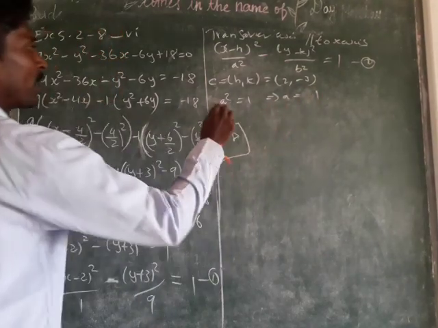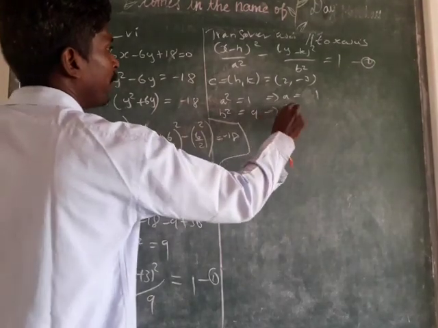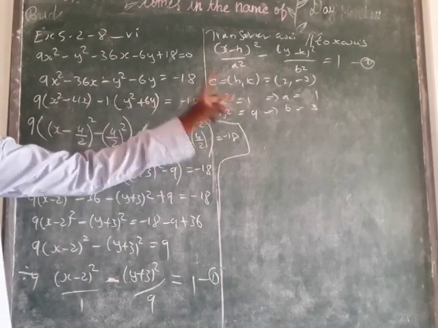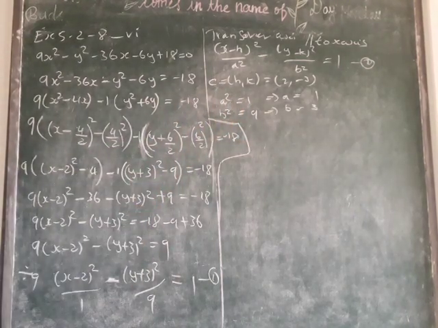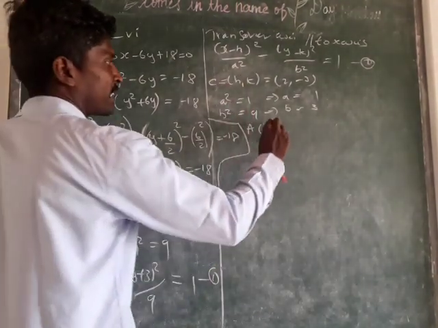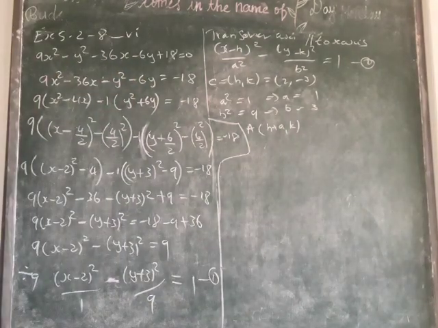Okay, a equal to 1. Then b square equal to 9, then b equal to 3. Now we want the center. Next we want to find the vertex. When the center is h comma k, what is the vertex? The vertex is h plus a comma k.